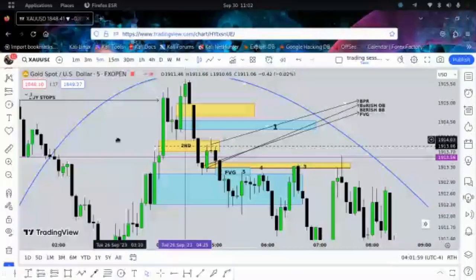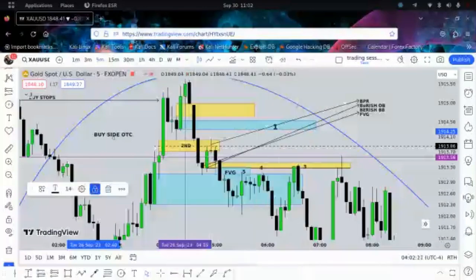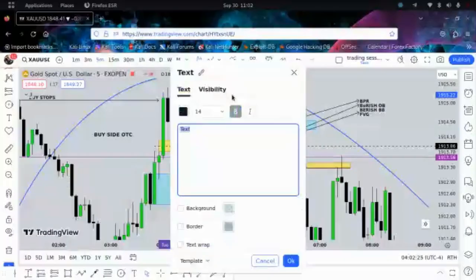Remember, this is our curve. This is the what? Buy side of the curve. Don't forget, this is the buy side of the curve. And this is our sell side of the curve.